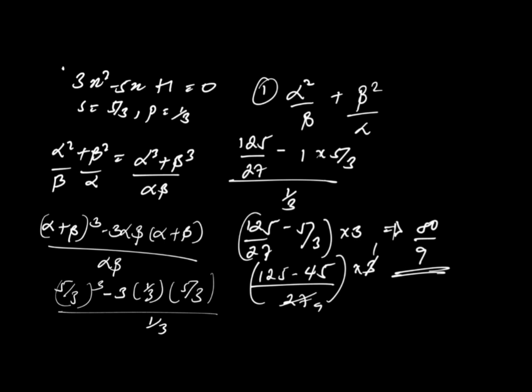The final answer for this is 80 out of 9. And therefore if another expression has been given, for example, if I have my Roman 2 here, that I'm having 1 out of beta cubed plus 1 out of alpha cubed. Now let's try to work out this expression still.